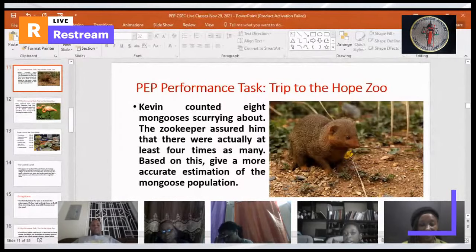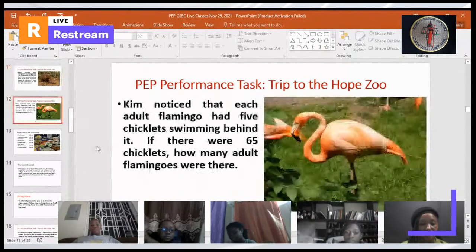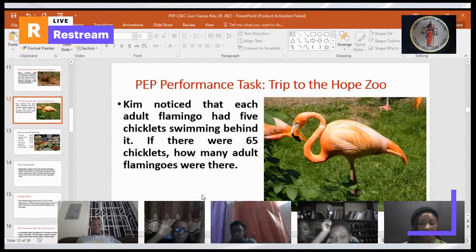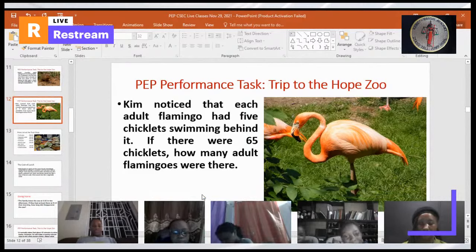John, this one, please. Okay, Miss. Kim noticed that each adult flamingo had 5 chiclets swimming behind it. If there were 65 chiclets, how many adult flamingos were there? John, read the thing properly now. You're going too fast. Sorry, Miss. You need to just ease into it, John. Okay, Miss. Kim noticed that each adult flamingo had 5 chiclets swimming behind it. If there are 65 chiclets, how many adult flamingos were there?